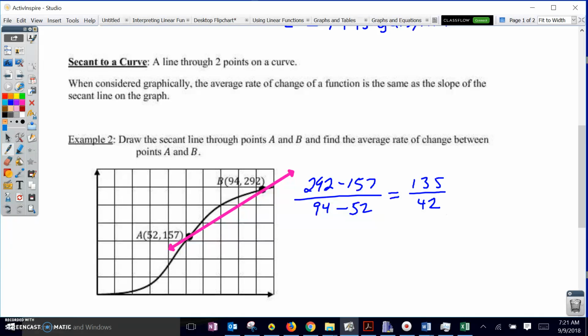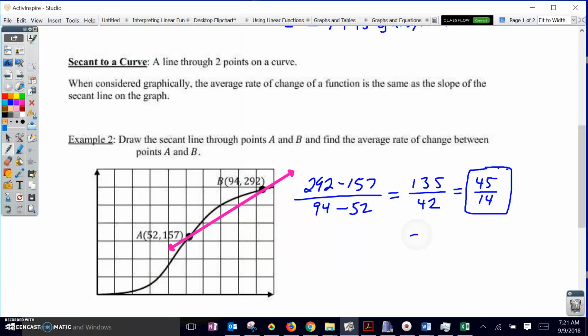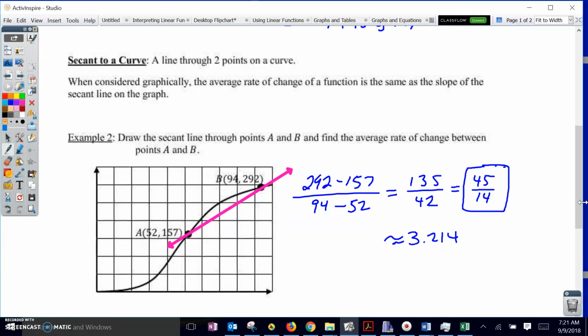Let's see, can I reduce that? It's 45 over 14. And that is our average rate of change, the slope of the secant line through those 2 points. And again, I could boil that down to a decimal. Quick check here what 45 divided by 14 is. And so the average rate of change is approximately 3.214 units. Okay, that's example 2. Alright, now we're going to move on to example 3.